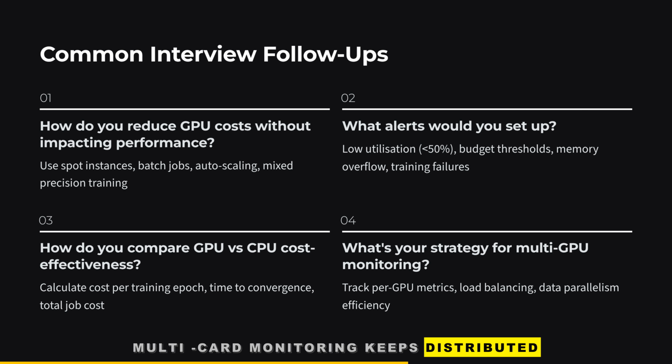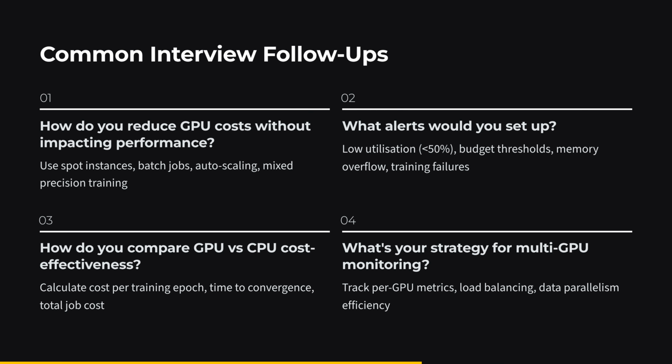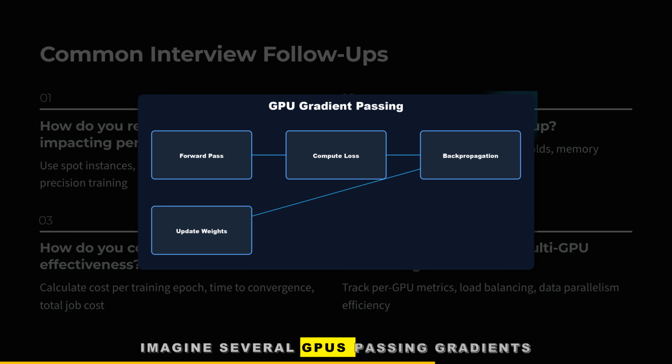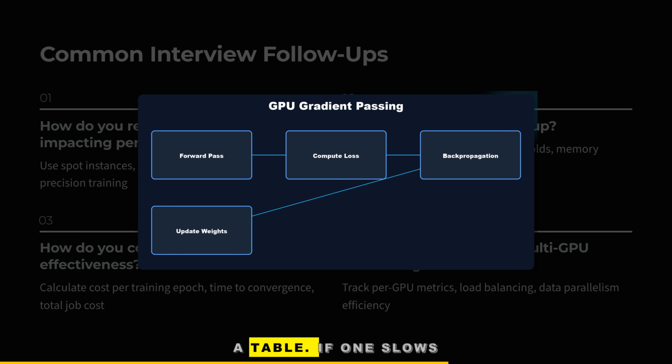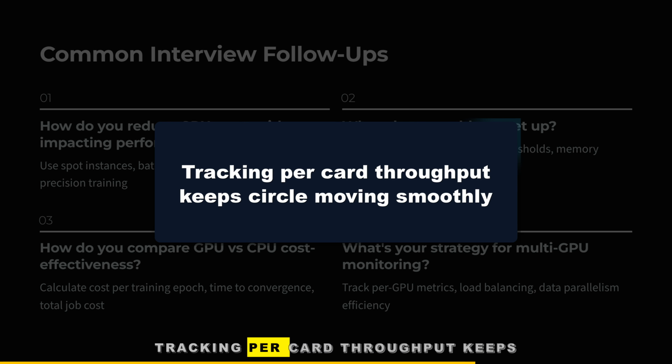Multi-card monitoring keeps distributed training coherent. Imagine several GPUs passing gradients like notes around a table. If one slows down, everyone waits. Tracking per-card throughput keeps the circle moving smoothly. These questions test real operational thinking.